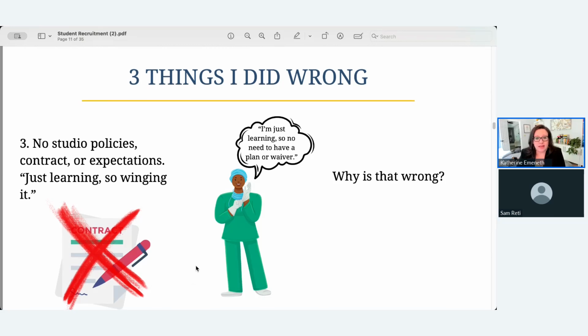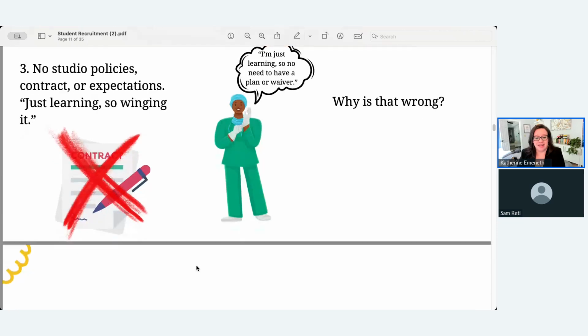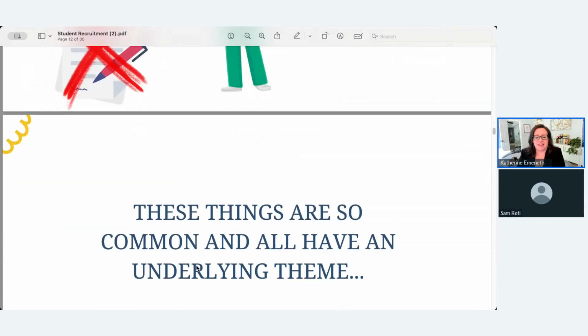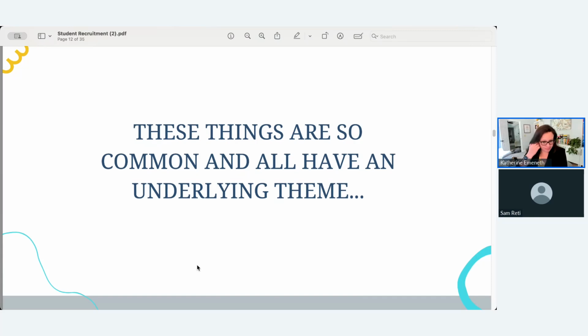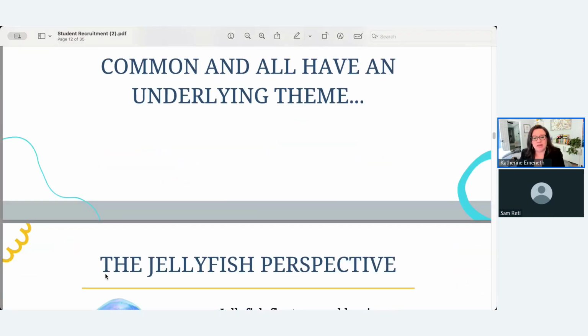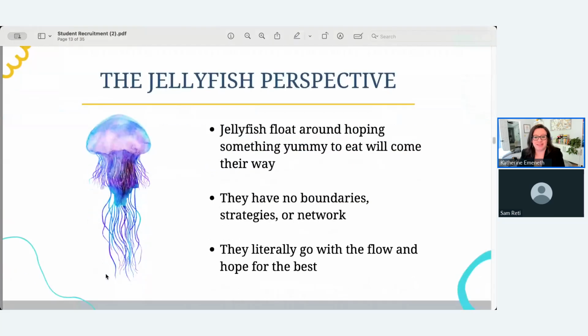So, 3 things next. All of these things are super common. I'm guilty of all 3 of them. I'm sure if you're joining us today, you're guilty of some of these too, either that you're currently doing or have done in the past. And they all have this underlying theme, which I call the jellyfish perspective.